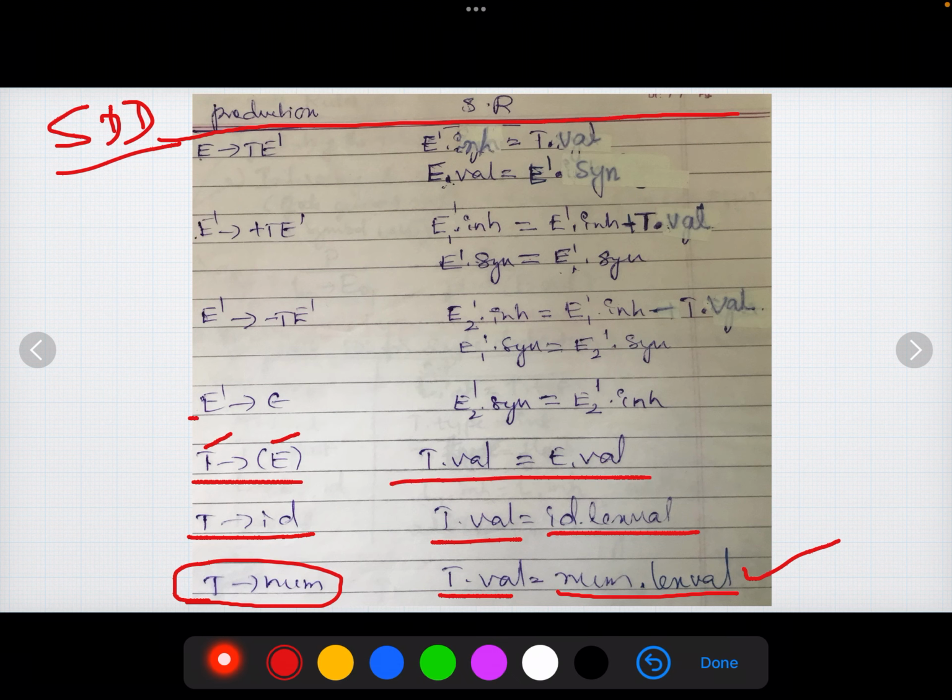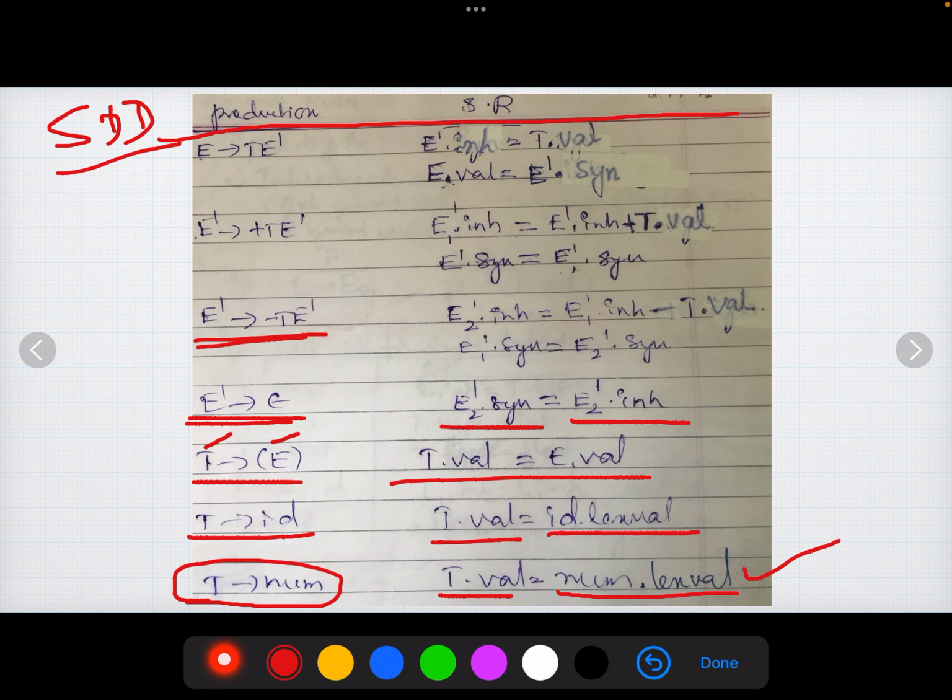Assign it. Because of this production, your inherited value is converted into a synthesized value. You can also notice here I am using some subscripts such as 2, 1 and dash. It is just to know the difference between two nodes. It is the same symbol in the production, but in the parse tree the nodes are different. Okay, that's why we are using these suffixes.